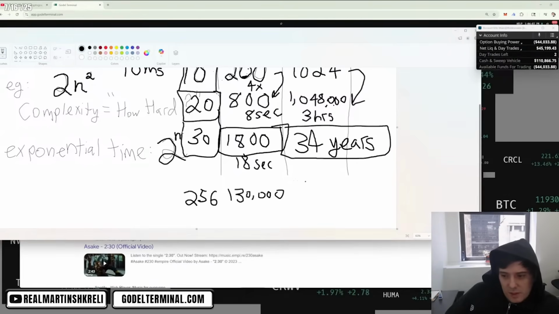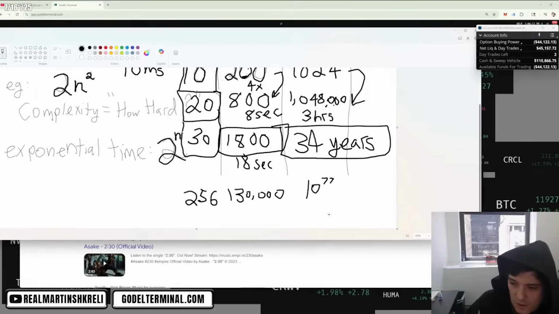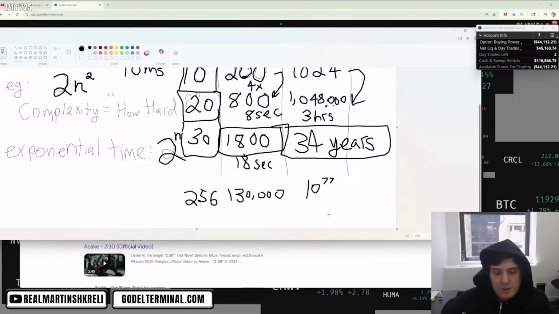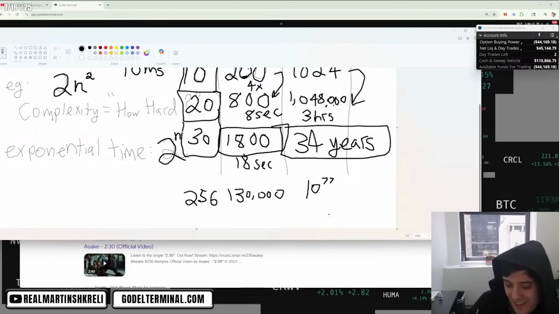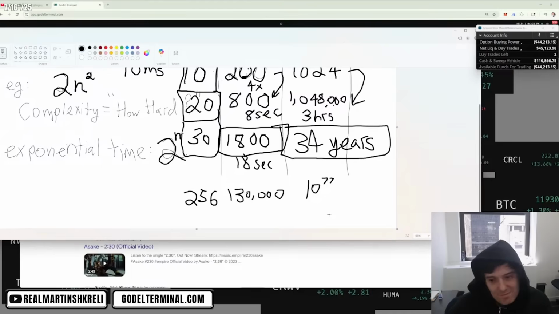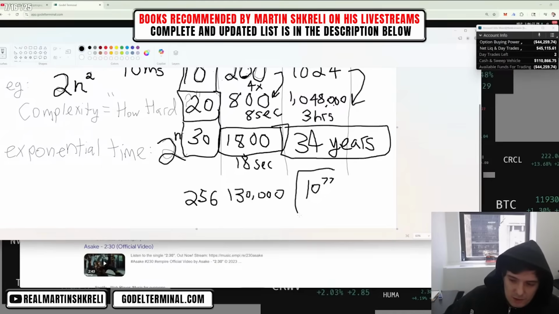But 2 to the 256th is 10 to the 77th, which is longer than all the time in the universe, by a very far magnitude, actually. That's enough for many, many universes. So no real way to calculate this, right? Wrong. There is a way.